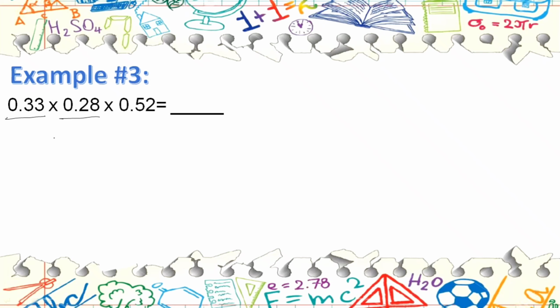Pag nakuha na natin yung product nito, saka pa lang natin siya i-multiply sa 0.52. So, ganun lang siya kadali. So, unahin natin yung 0.33 and 0.28. So, 0.33 times 0.28. Yun yung first step natin. I-align natin vertically such that yung mga digits ay magkakatapat regardless of the decimal point. So, hindi natin papansinin yung decimal point. Kailangan lahat ng digits ng ating given magkakatapat.